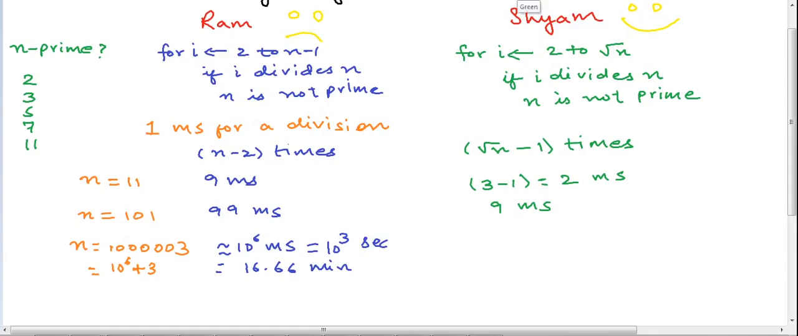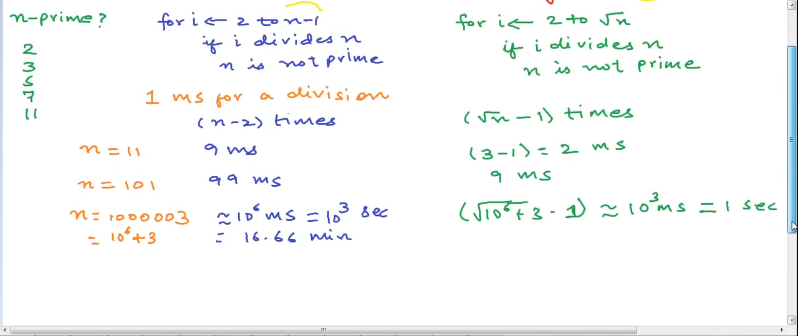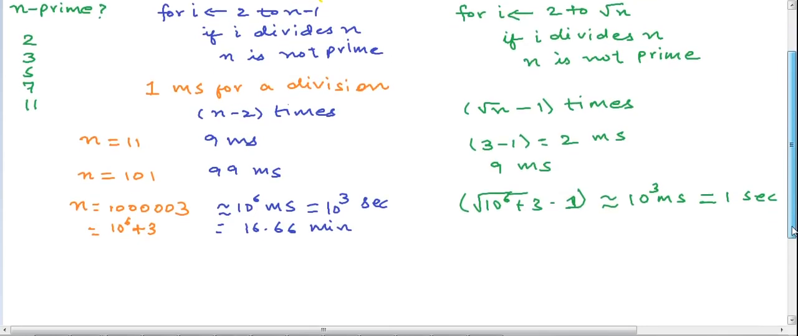And let's see how Mr. Shyam does here. Shyam will take square root of 10 to the power 6 plus 3 minus 1, and for larger values of n we can safely ignore this minus 1 here, and this is almost close to 10 to the power 3 milliseconds, which is only 1 second. So now we can see a visible difference here. While Ram is taking 16.66 minutes for this input, Shyam is able to solve this problem only in 1 second.